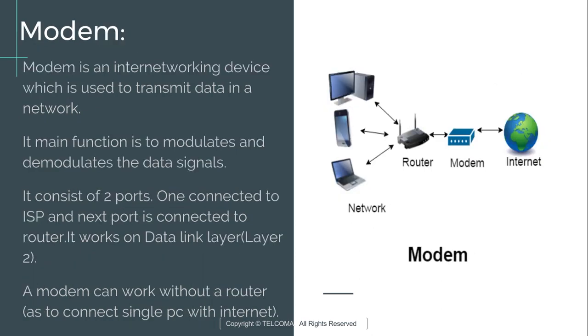The next is modem. A modem is an inter-networking device which is used to transmit data in a network. Its main function is to modulate and demodulate the data signal. It consists of two ports, one connected to the ISP and the next port connected to the router. It works on the data link layer, that is layer 2 of the OSI model. And a modem can work without a router to access the internet on a single PC or single device.